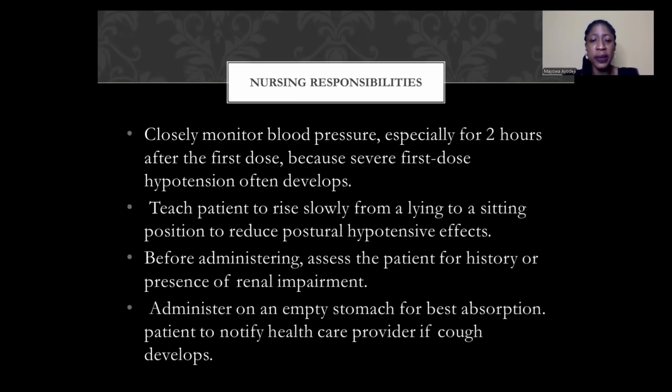Then before administering this medication, assess the patient for history or presence of renal impairment. You don't want to administer this medication to patients with kidney problem, because they can't get rid of the potassium. One of the major side effects of this drug is hyperkalemia. So please take note, it affects potassium level among all the electrolytes. It doesn't affect the sodium level or the magnesium level. It affects majorly the potassium level. Administer on an empty stomach for best absorption. Then the patient should notify the healthcare provider if cough develops.